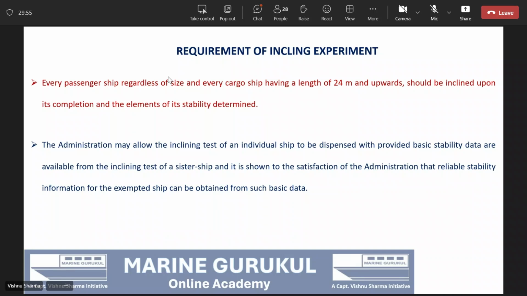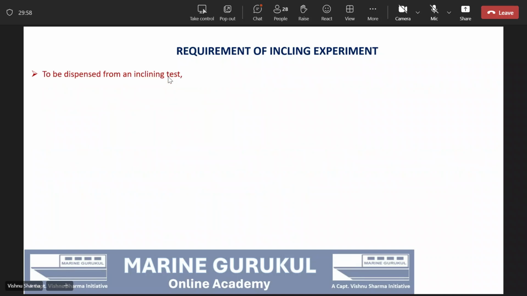And what are they? To be dispensed from an inclining experiment, the deviation of the light ship mass between which ships? The ship which has been inclined, whose data you want to use, and the ship in question.